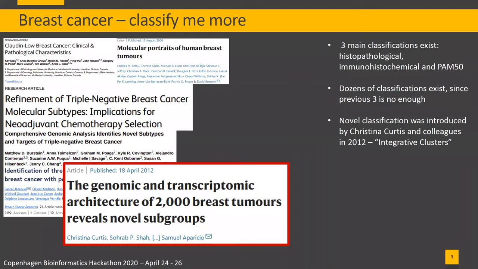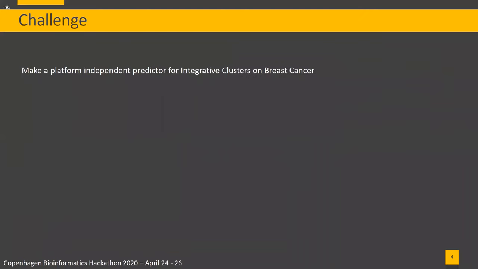Next slide, please. The overall idea and goal of this project is to make a classifier for this classification.